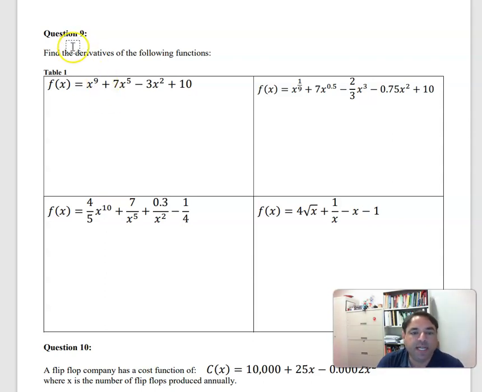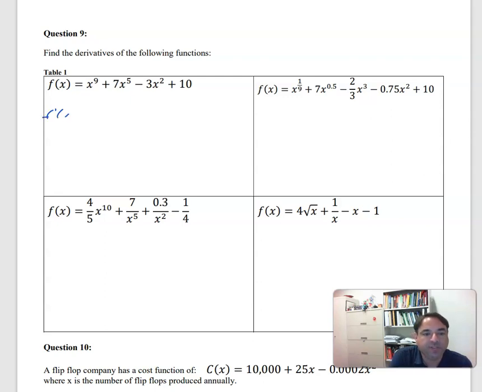We're going to do question 9, and question 9 says find the derivative of these functions. Now, for these questions, we're going to use a shortcut method, and we want to make sure that it's set up and ready to go. So the first one is set up. There's nothing we need to move around or change to make it a little bit easier.